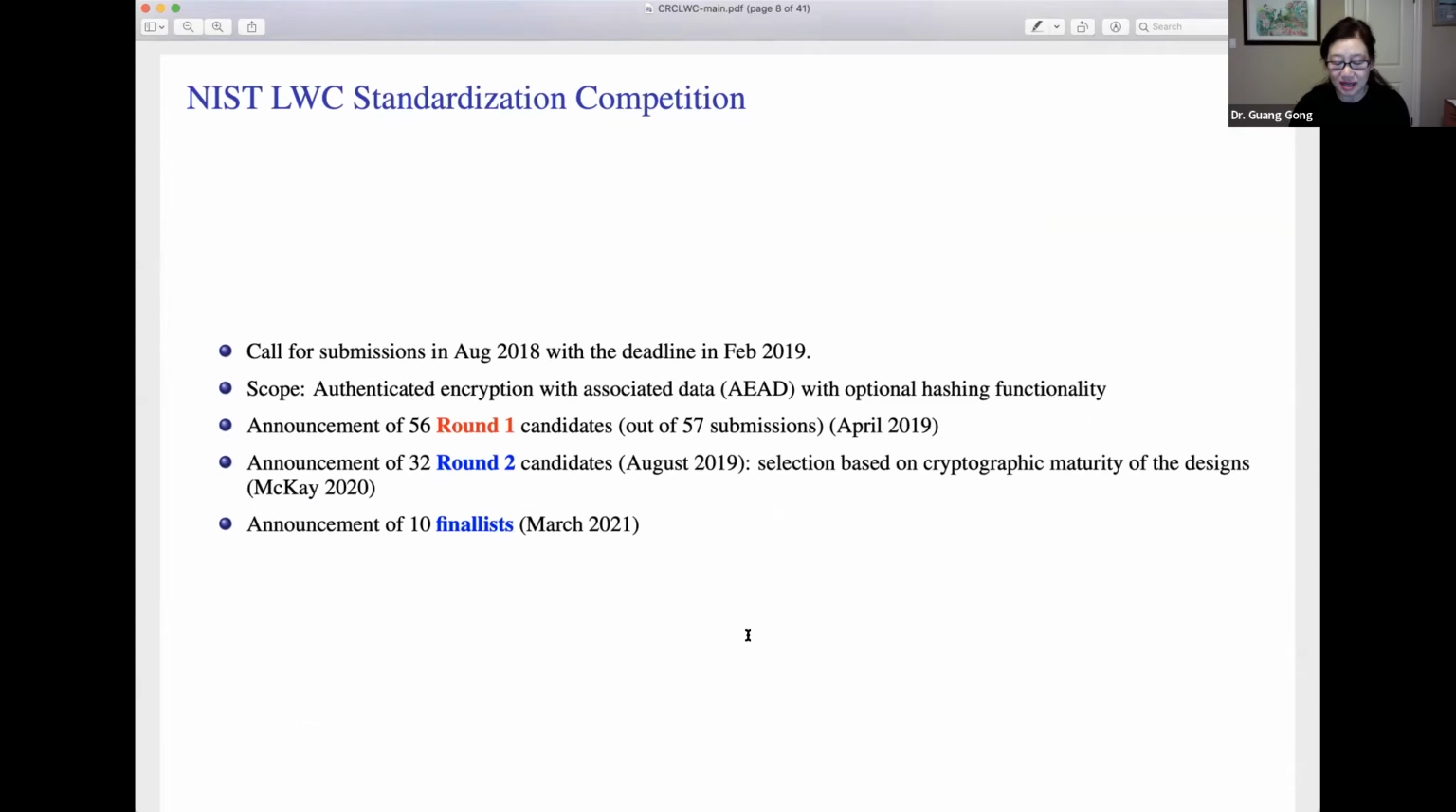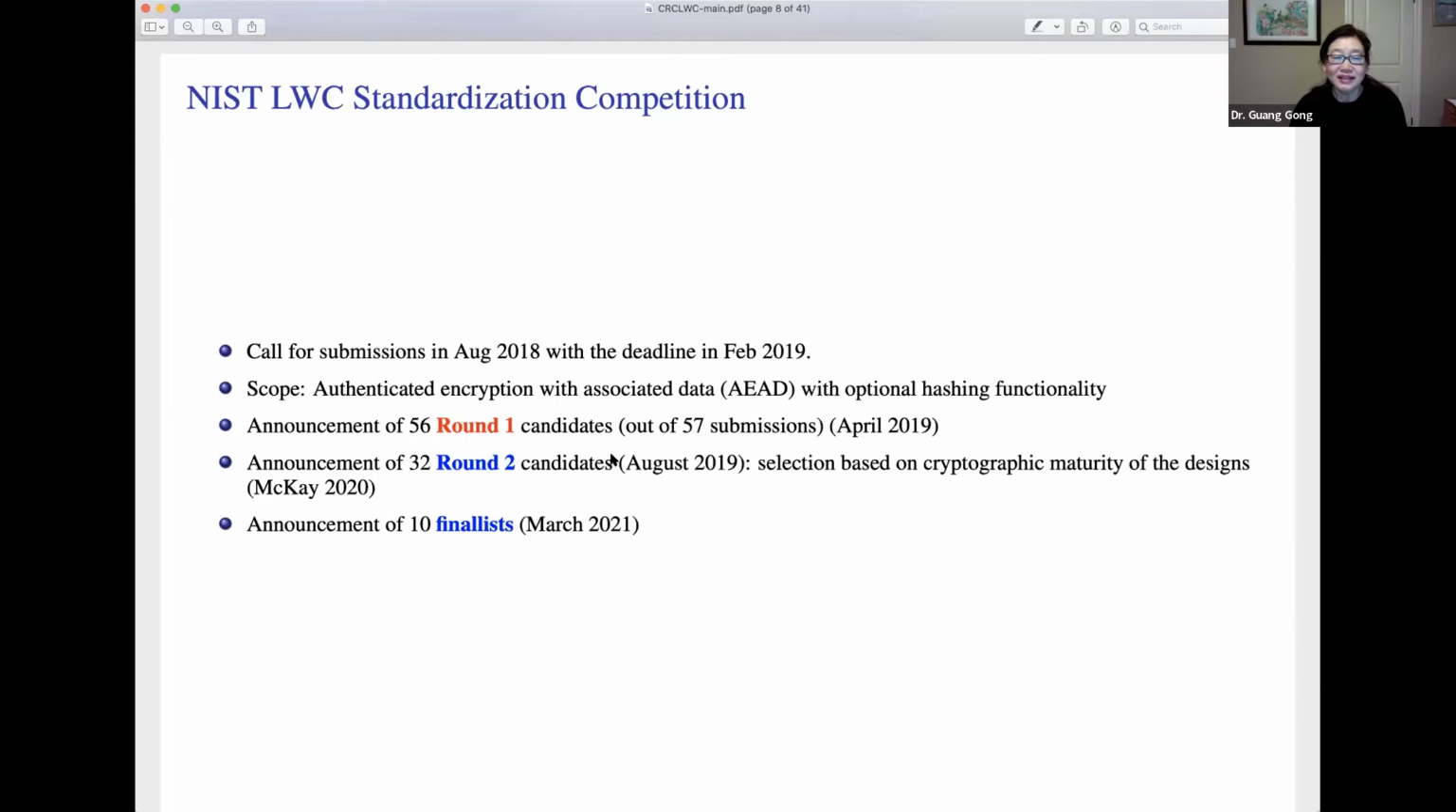So NIST called the standardization. They called it in 2018, with a deadline in February 2019. Their scope is to select or recommend some authenticated encryption with associated data, with optional hashing functionality. In the first round they had 57 submissions, then they took 56. In the second round they eliminated some, so the remaining has 32 candidates.